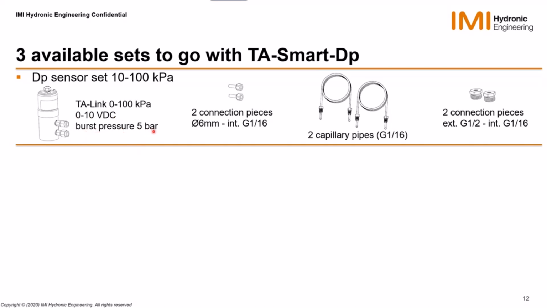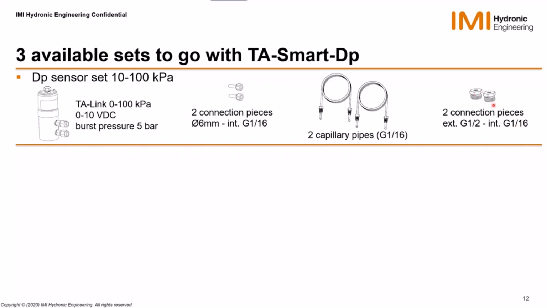This is a burst pressure of 5 bar. We get two connection pieces, 6mm copper pipe, two internal G 1/16s. This is to fit in there to be able to screw in the capillary pipes, typical capillary pipes, exactly the same as for the STP. And then these two connection pieces that I mentioned to you, which are external half inch to internal 1/16.